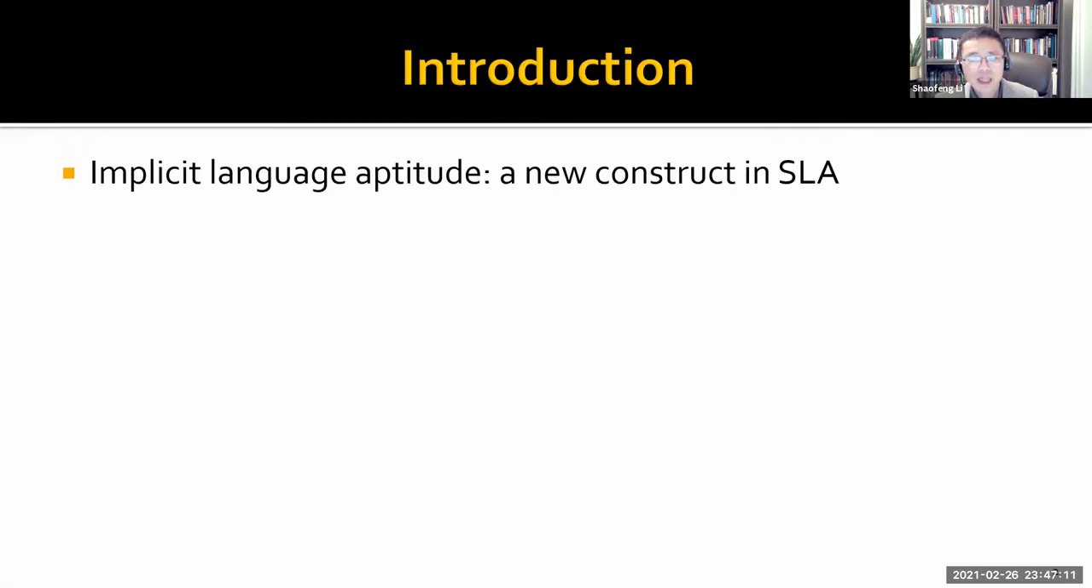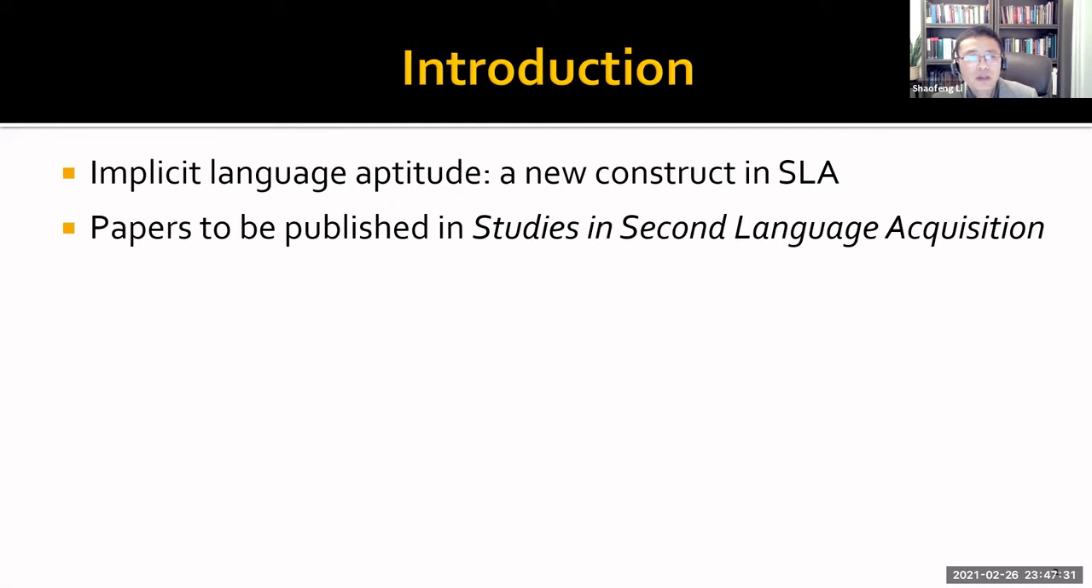All right, so implicit language aptitude, which is the theme of this colloquium, is a new construct in SLA, given that aptitude research has been dominated by explicit aptitude, which refers to the abilities for conscious second language learning. The papers included in this colloquium will be published in this year's special issue of Studies in Second Language Acquisition.